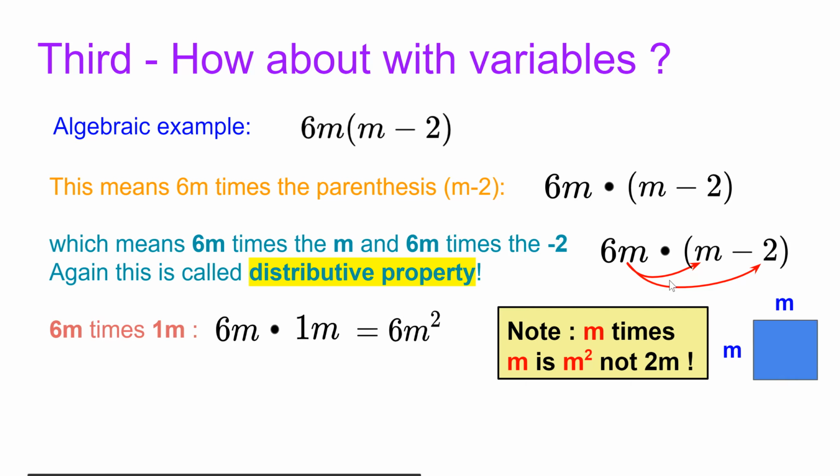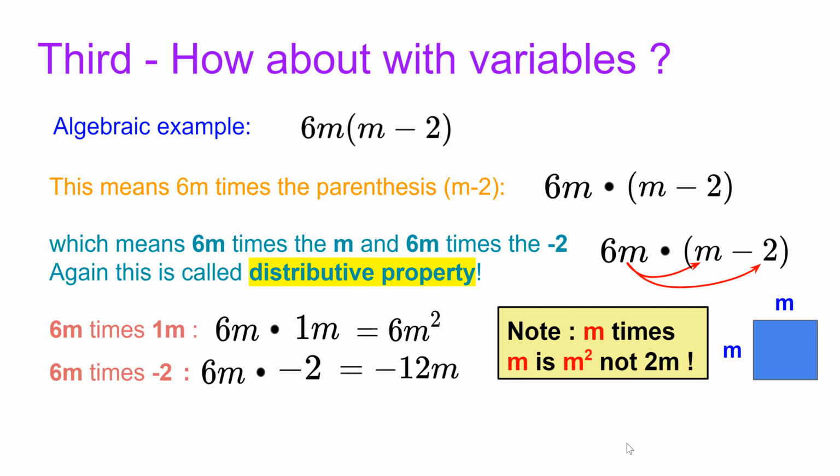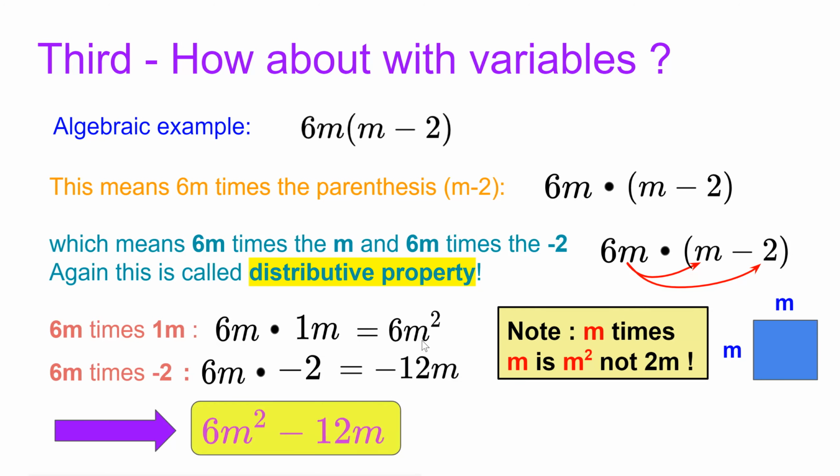So we're done with the first part, the first arrow. Second arrow, 6m times negative 2, it would result in negative 12, and you have the letter m, so just leave it there. For the final result, we have to put these together next to each other, so there would be 6m squared minus 12m. We cannot simplify further because they're different terms.